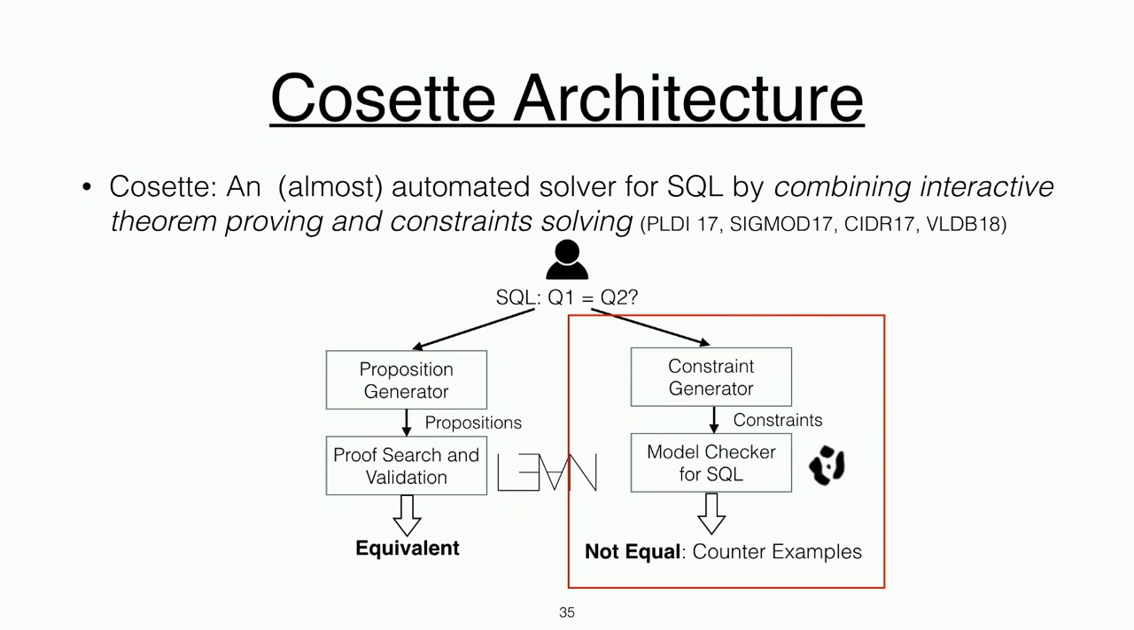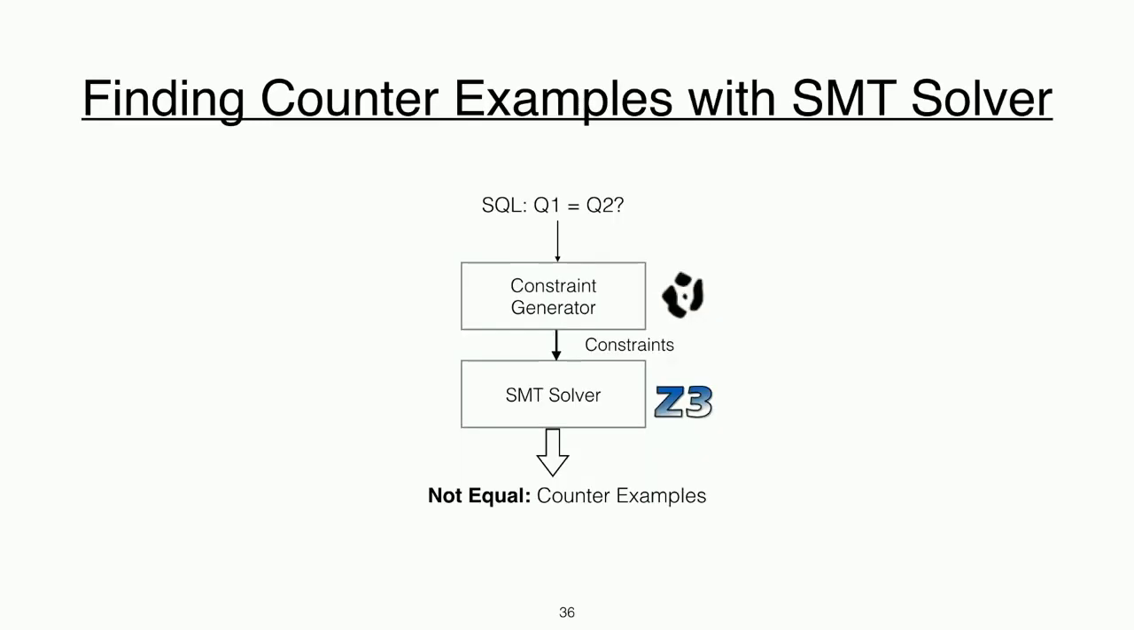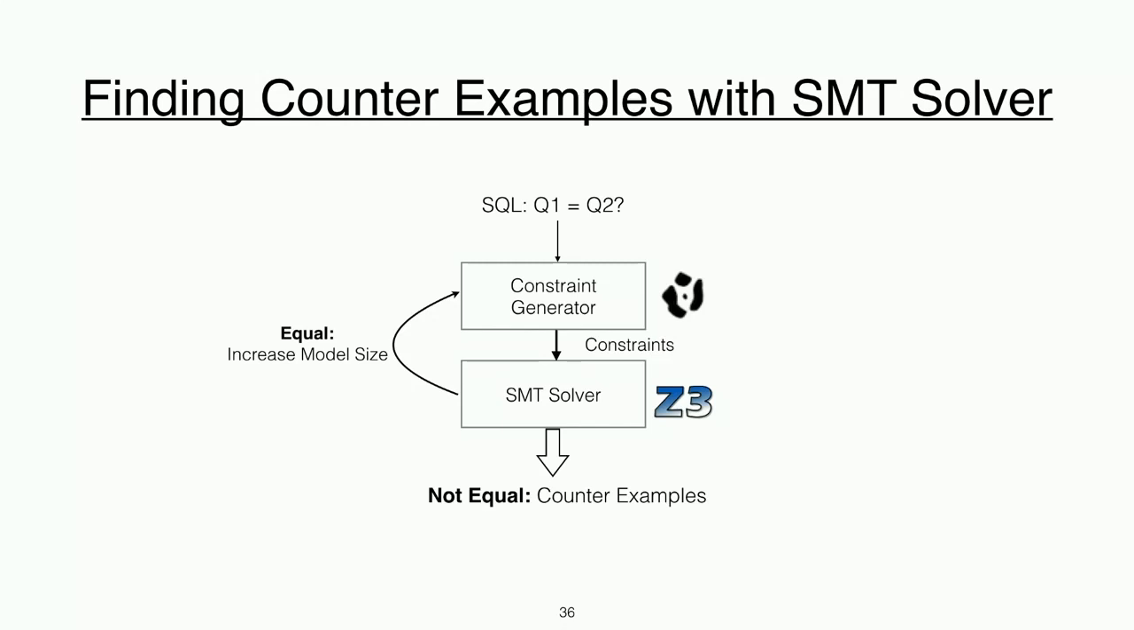You can see this is the other part of this tool. More specifically, for a pair of database queries Q1 and Q2, we compile them using Rosette to develop a symbolic executor of them and compile them to Z3 constraints, so hopefully Z3 will find a counterexample. To make the solving more efficient, we also increase the model size from the smallest to the largest.